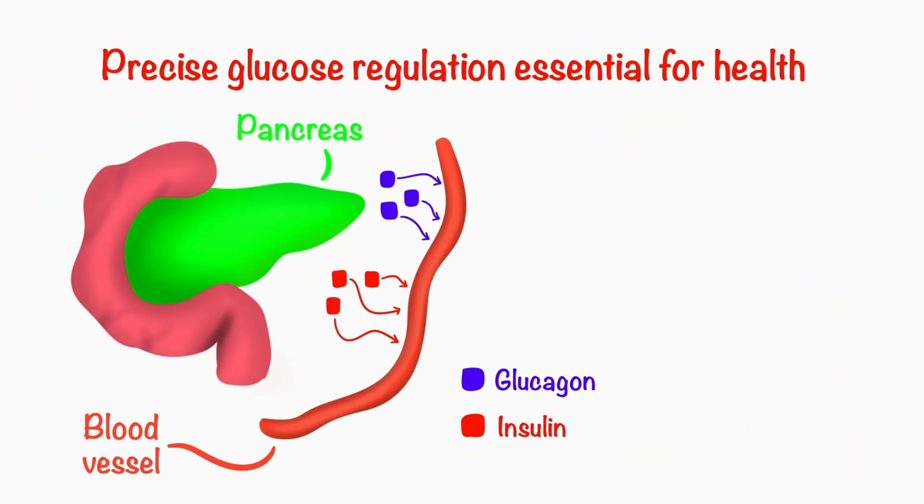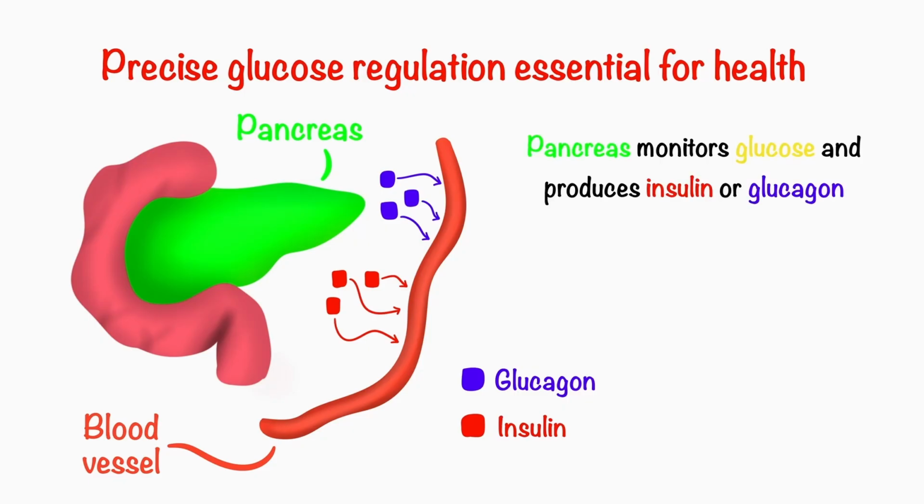Our blood glucose concentration needs careful regulation. Too much or too little glucose in the bloodstream can cause serious health problems. The pancreas is the key organ responsible for monitoring and controlling blood glucose levels. It produces two important hormones, insulin and glucagon, that work in opposition to keep blood glucose levels stable.